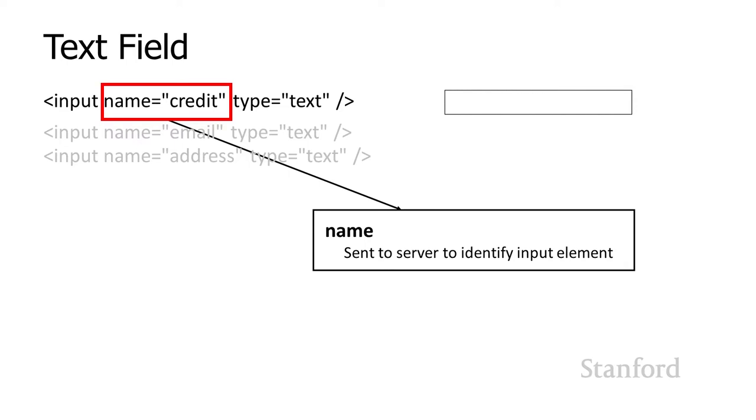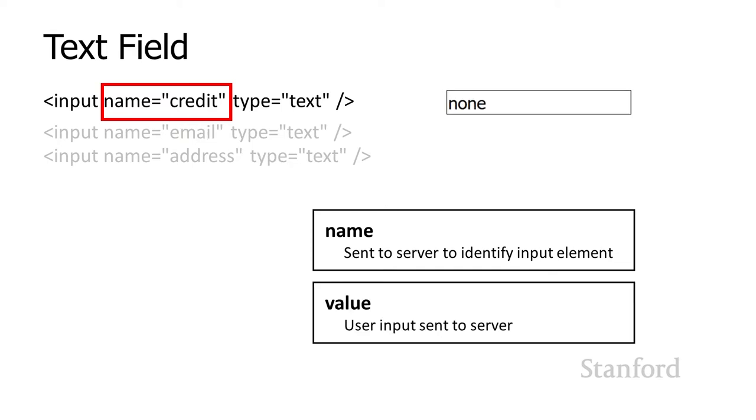And I want to go ahead and give it a name. I've got multiple text fields here, and when this information gets sent to the web server, it needs to know how to identify which pieces of information go with what. And so the name determines how this is going to be identified by the server when the information is sent.